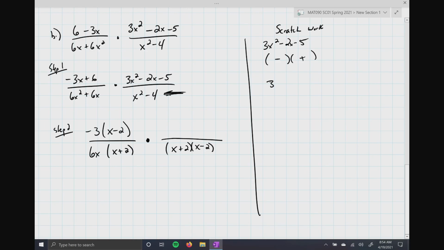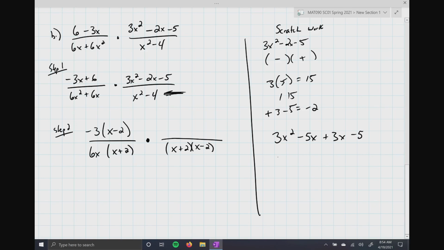Step 2 is 3 times 5, which is 15. 1 and 15, 3 and 5. I need them to combine to give me negative 2 in the middle. I know one of them's negative, one of them's positive. So plus 3 minus 5 is negative 2. So then I'm going to rewrite this. It's 3x squared minus 5x plus 3x minus 5. And the reason why I chose to write it like that is I have the positive in the middle now.